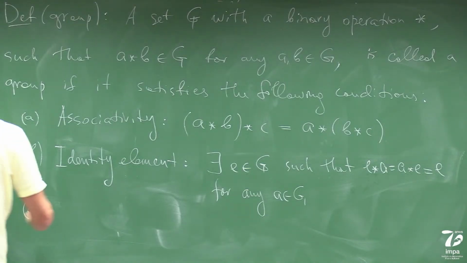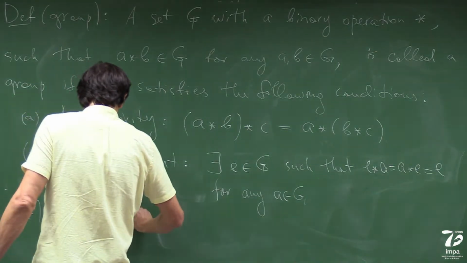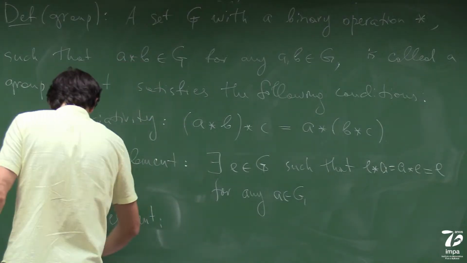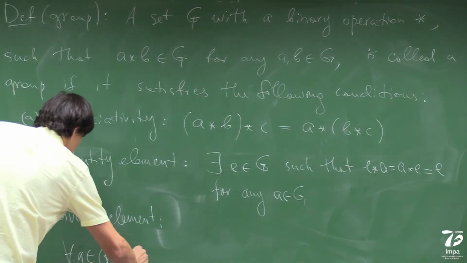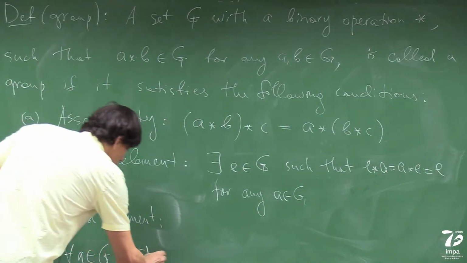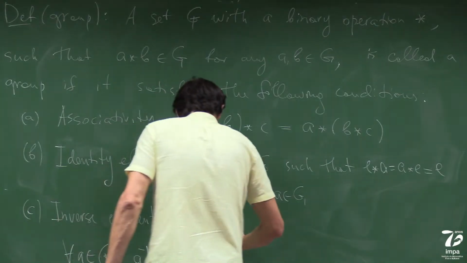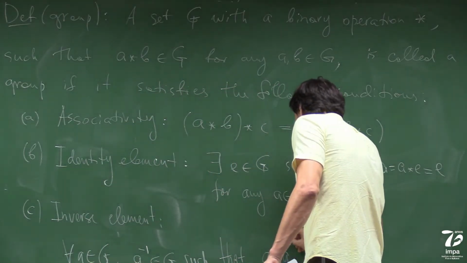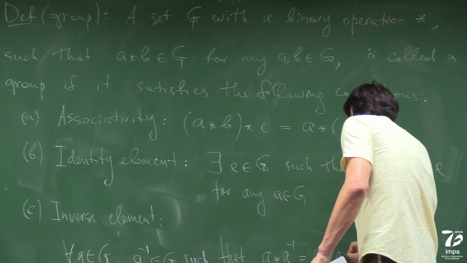And the third is the inverse. So for any element A of the group, you can define the element which is called A minus 1, also from the group, such that A times A minus 1 equals A minus 1 times A equals E.